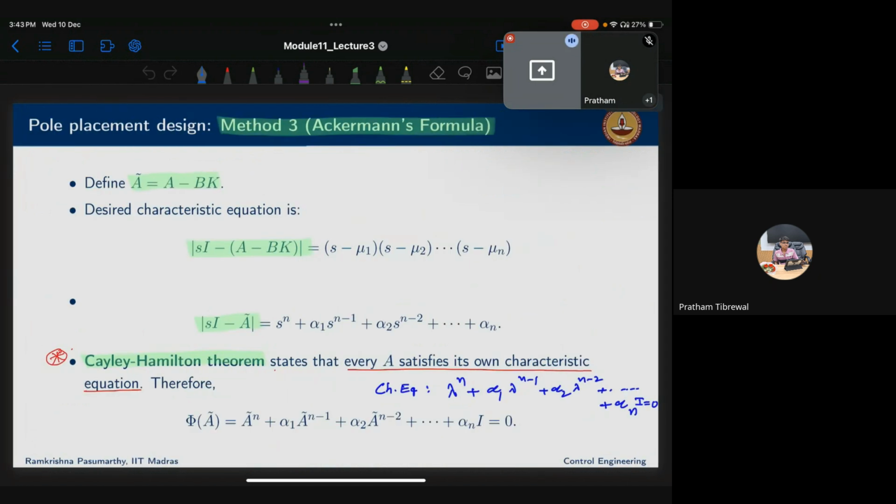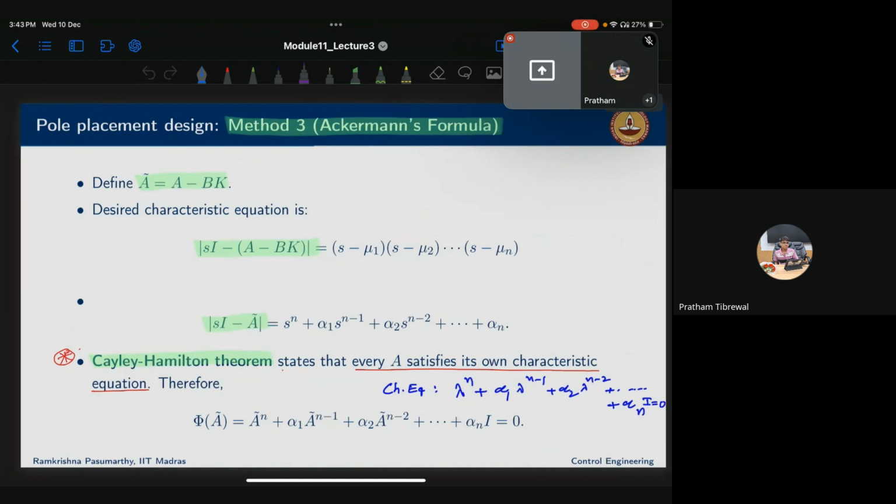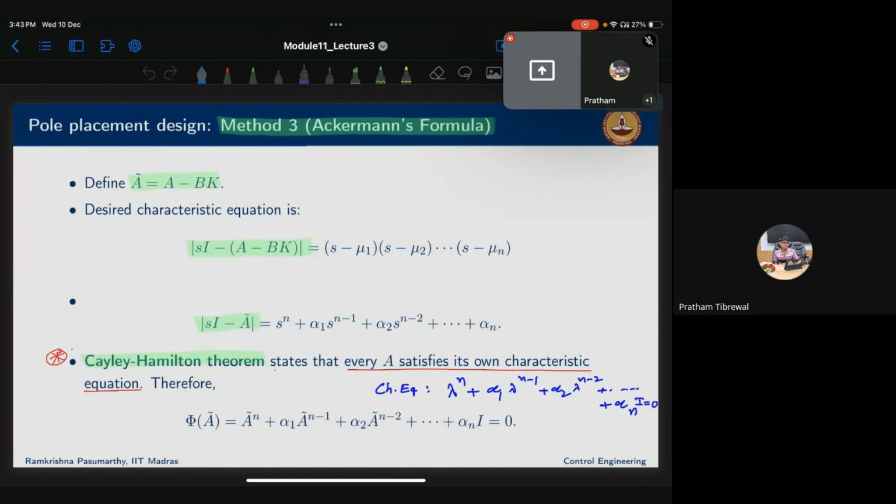You can see this in an example. We'll see in an example. The third method: we know that A cap is equal to A minus BK. If you find the characteristic equation as sI minus this matrix A cap, and expand it, you will get alpha 1, alpha 2, etcetera up to alpha n.